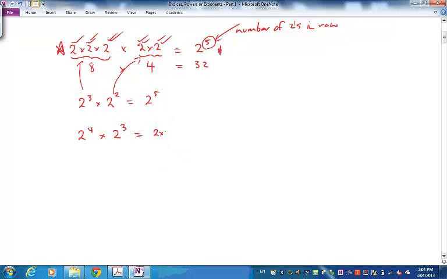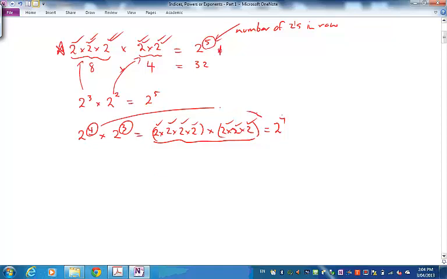2 to the 4th means this many 2's. And then we times by 2 cubed, which is this many 2's. So if we count up the 2's, 1, 2, 3, 4, 5, 6, 7, it's 2 to the 7th. Hey, we don't want to go and do all this every time. We want to stay in Powerland. Can you see how you could have gone from there straight across to the 7? What's your conjecture? Do you want to do another one just to make sure?